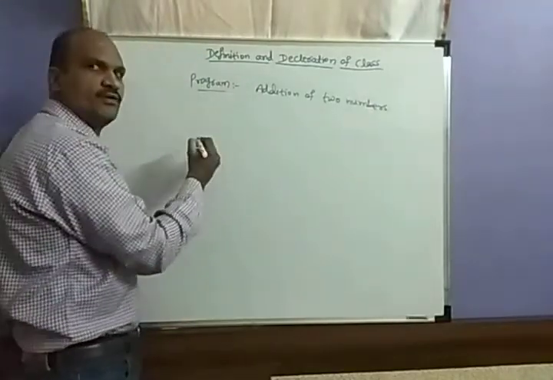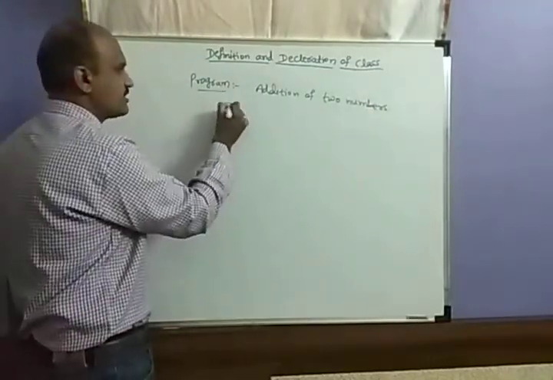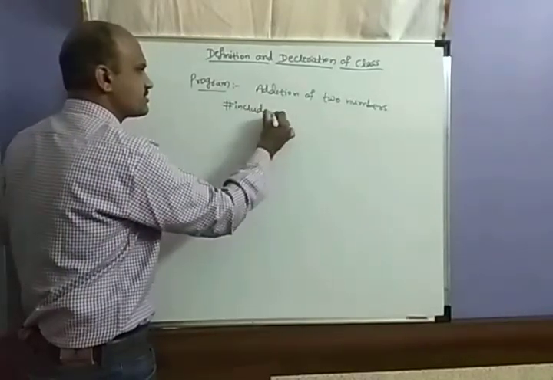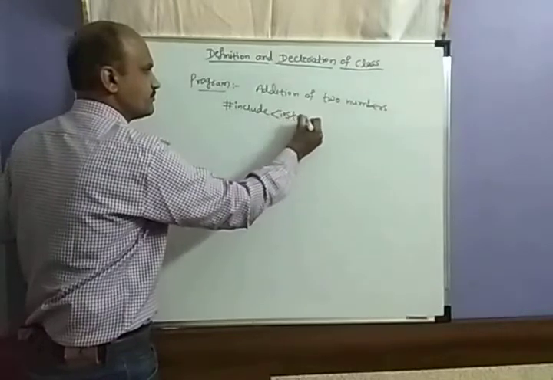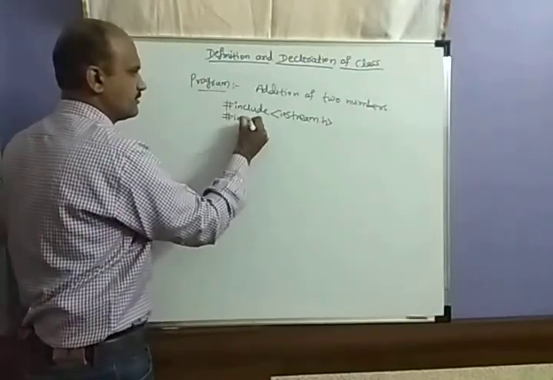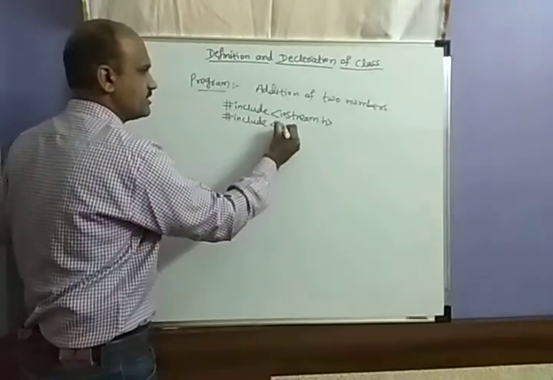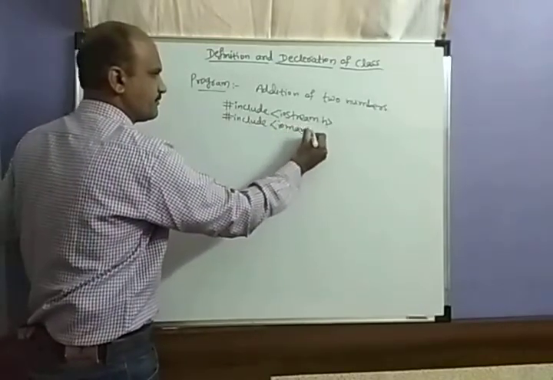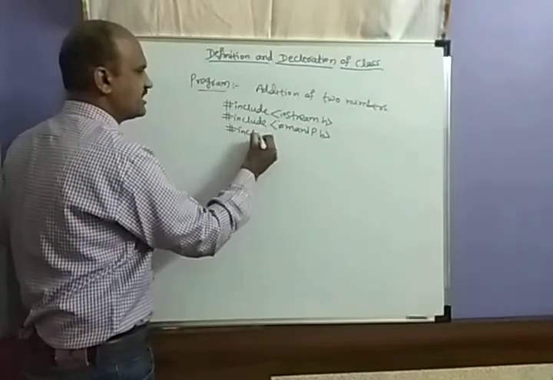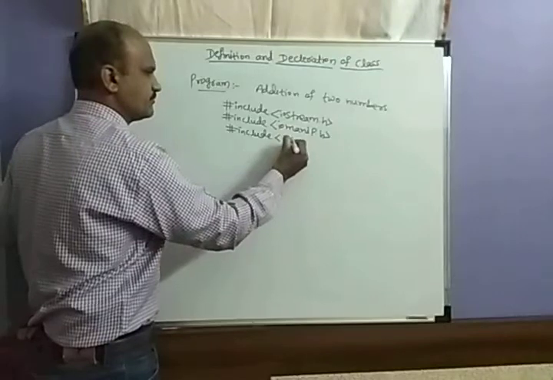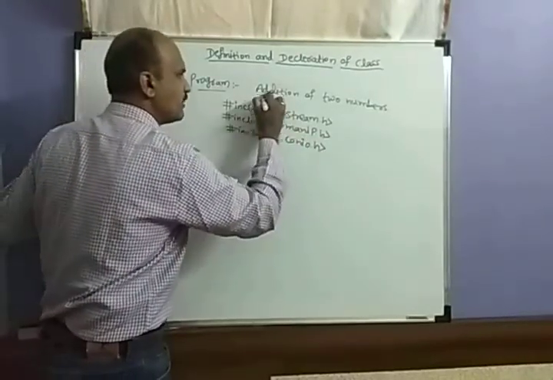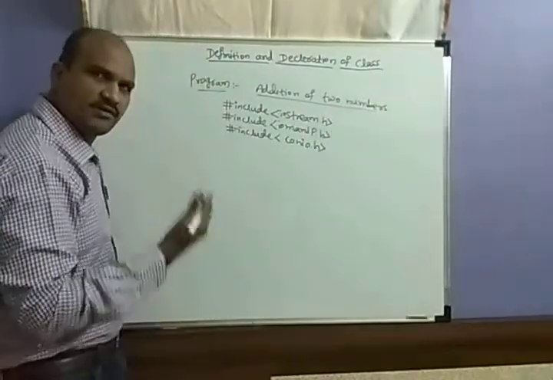So when you go for C++, this always starts with the header file. As I told you, you should write the header files: iostream.h, then iomanip.h, then you have another one. So basic header files you can write, stdio.h. Then what are we doing? Addition of the two numbers, that is the program.